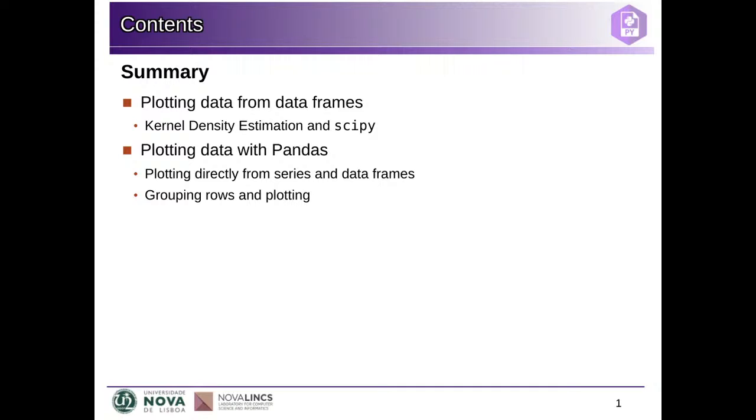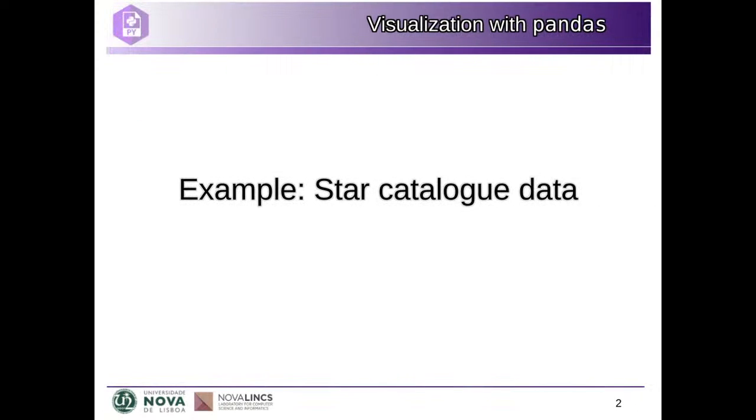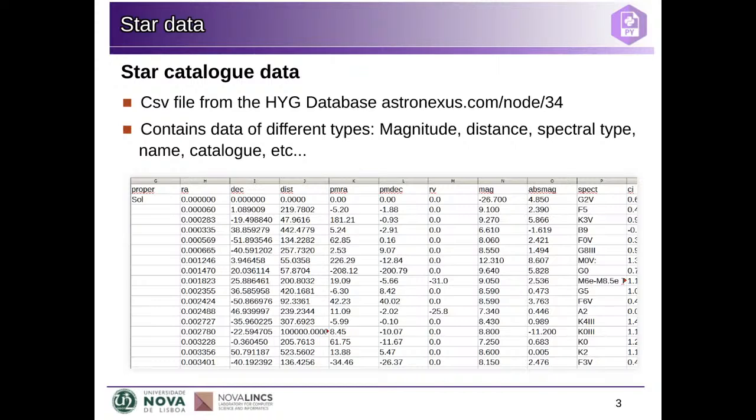So I'm going to start with giving an example of kernel density estimation. So this is one way of representing distributions of values, and then plotting directly from series and data frames by grouping the values and doing some other more sophisticated plots, like box plots, for example. So let's go back to this star catalog data. We have the CSV file with the different stars and the distance to our solar system here, the absolute magnitude, the spectral type, and so on.